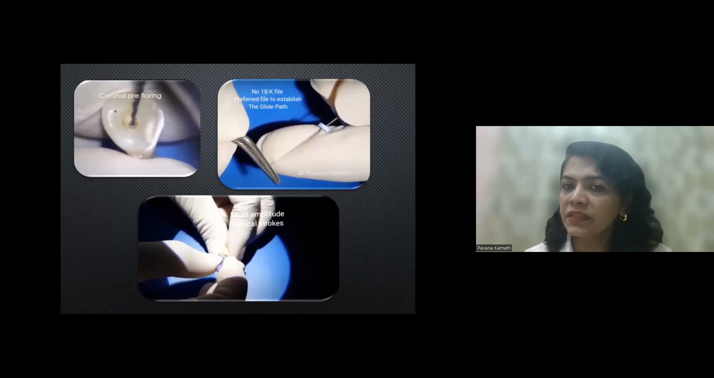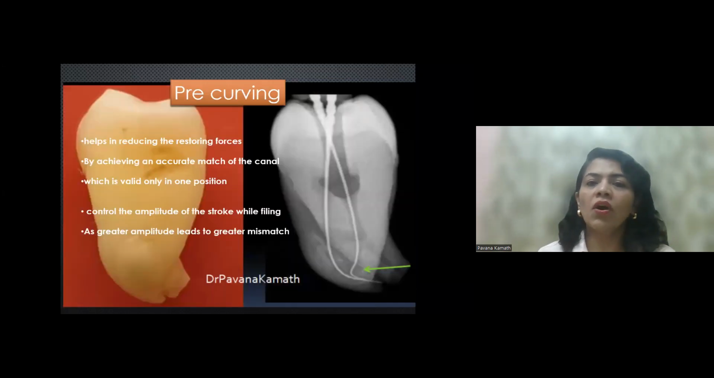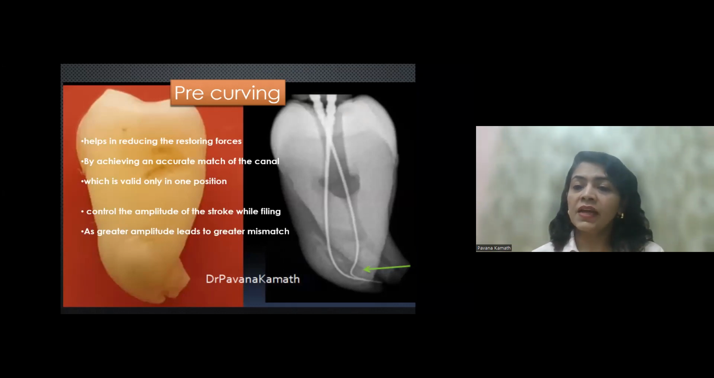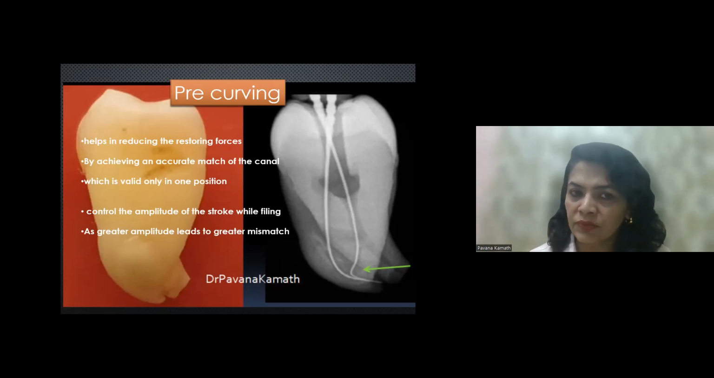And here I'm using a number 10 stainless steel K file. I take a brand new number 10 stainless steel K file and I pre-curve it using cotton pliers. So what is pre-curving a stainless steel file and how does it help? When you pre-curve a stainless steel file, you create a small curvature in the apical third of your file and you insert it into the root canal. This curvature generally achieves an accurate match with the canal system, and that helps you in negotiating the file into the root canal up to the apical terminus.